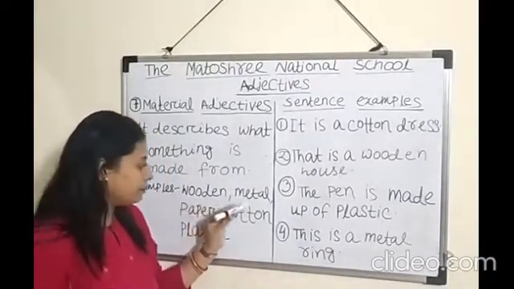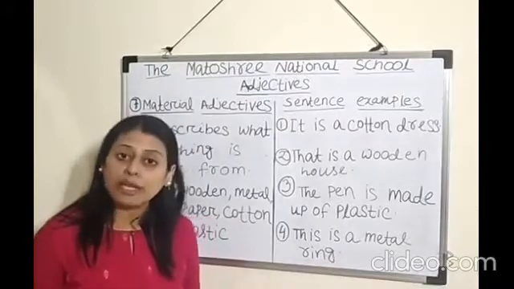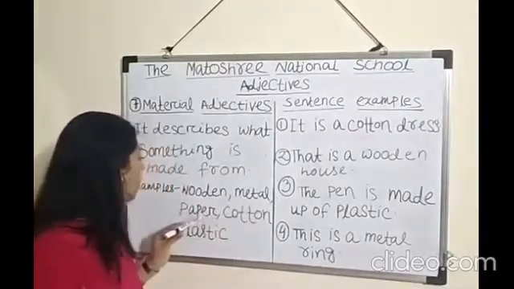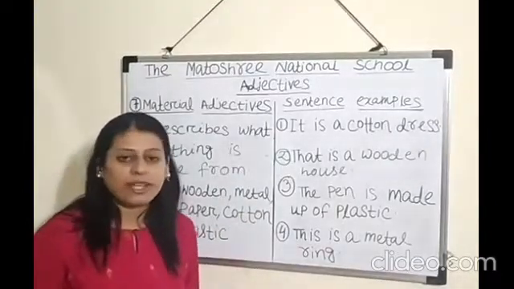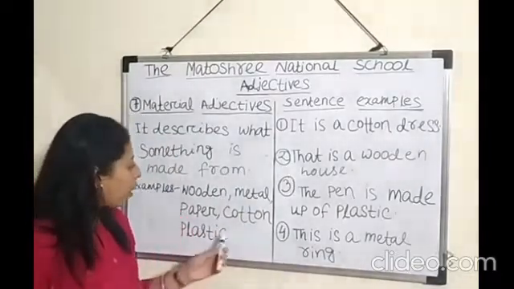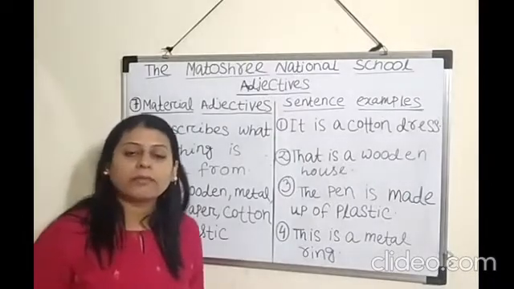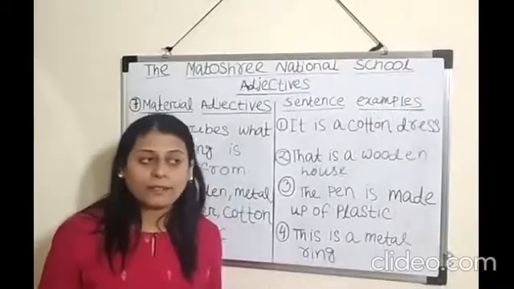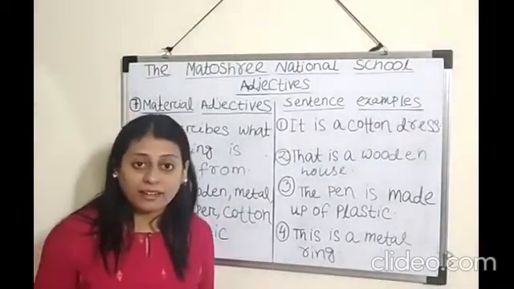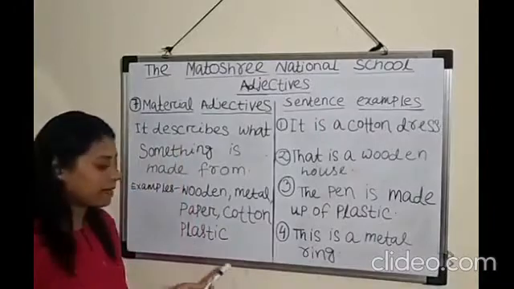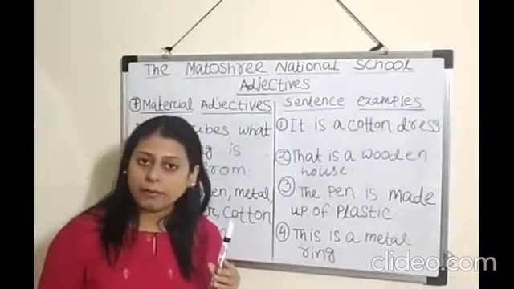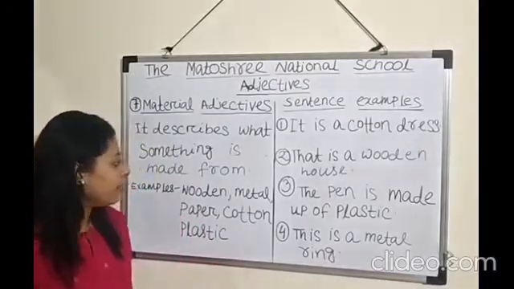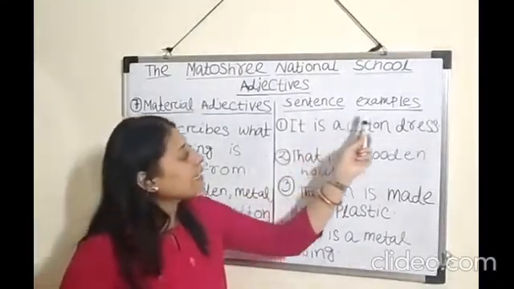Metal. Metal is used for making jewelry, so it is also a material. Paper. Paper we can use in textbooks, notebooks. Cotton. Cotton is used in dress materials. It can be cotton, it can be polyester, it can be nylon. Then plastic. As I told you before, the pen is made up of plastic, the box is made up of plastic. Now let's see sentence examples.